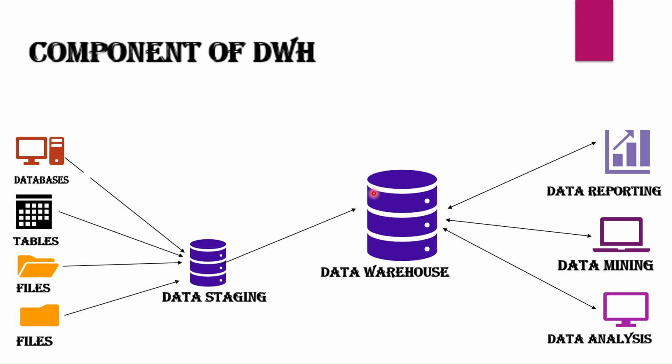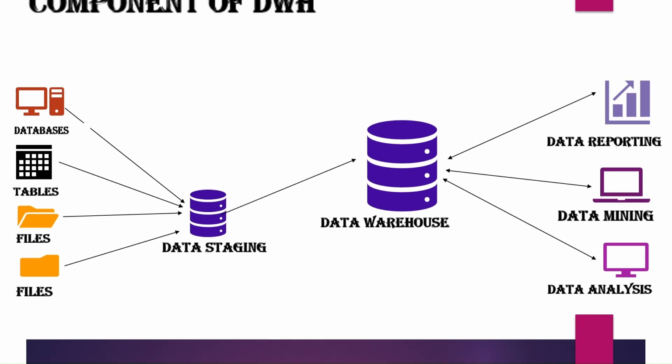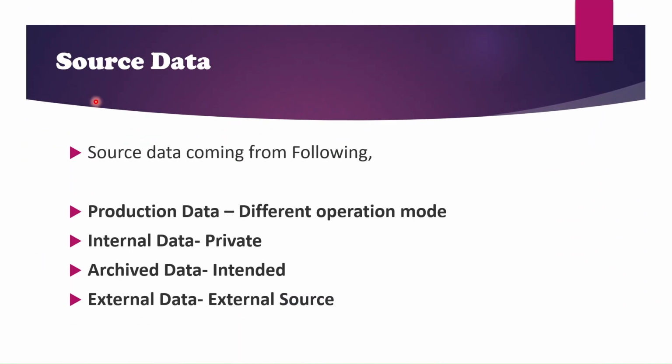First we'll see our sources. When we see the source data, it may be coming from production data. The production data is in the form of different operational modes. And next is internal data. Internal data is private data.